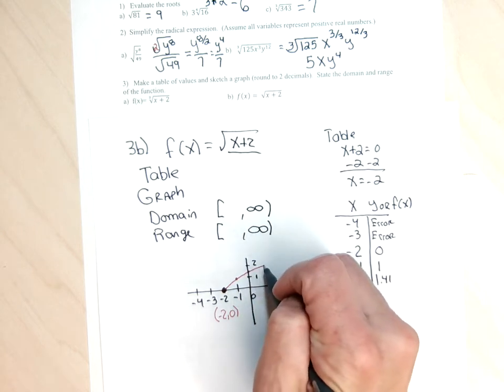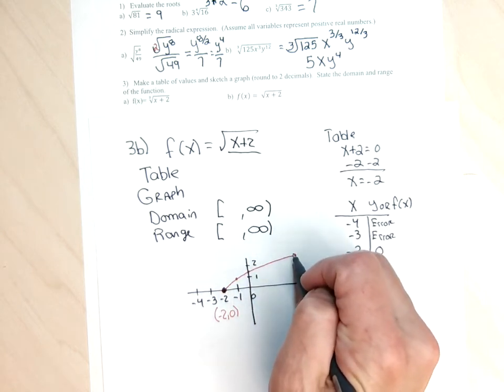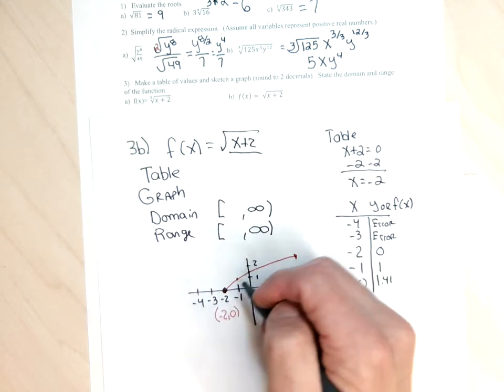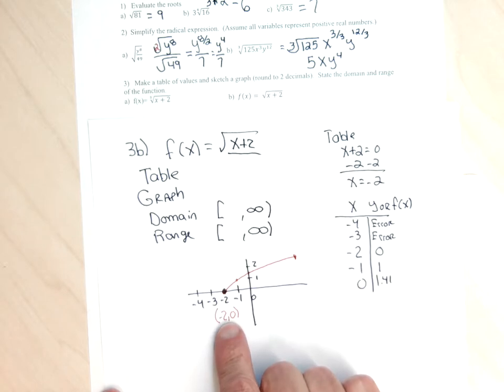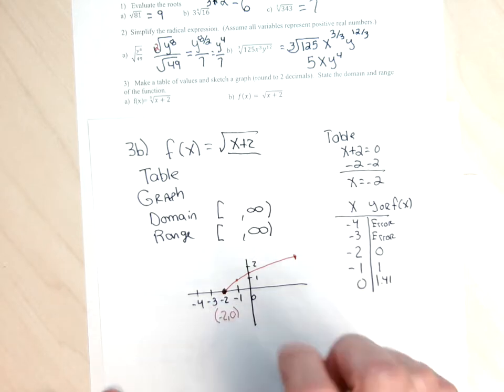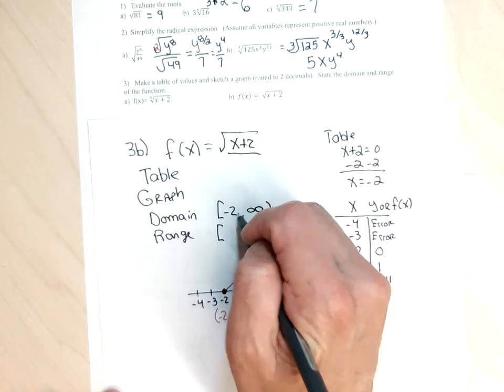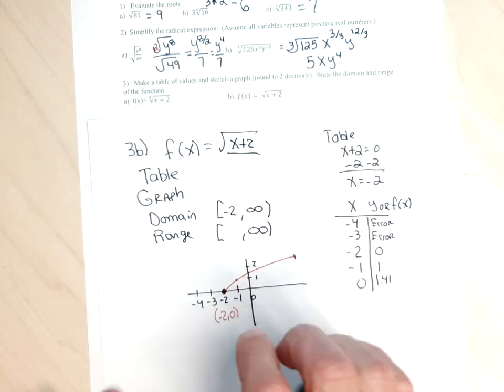And square root graphs kind of have this vibe to it, kind of a half of a U on its side. They go forever to the right. So now I'm going to finish up the domain. The domain is going to start at the x coordinate of the starting point for this graph, which is -2. And the range is going to be the y coordinate of that point, which is 0.